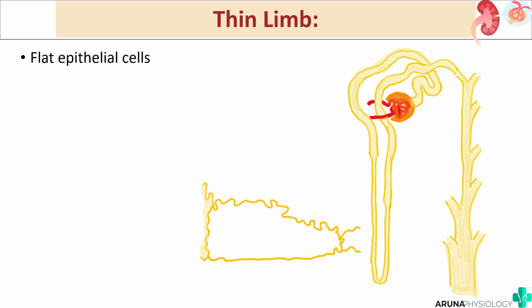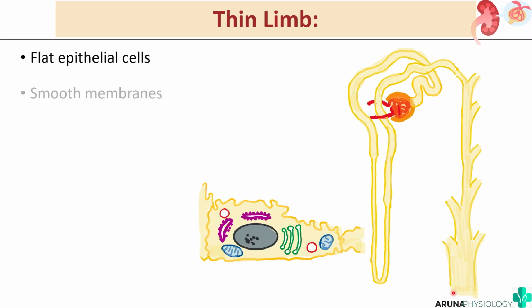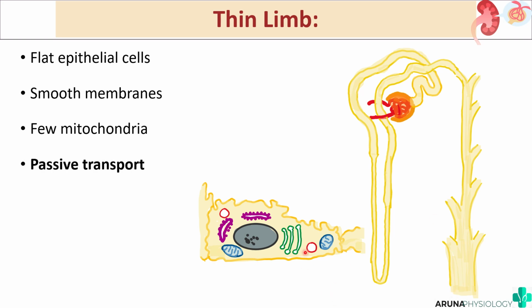In the thin limb, basically the cells are more flat. It is flat epithelial cells with smooth membranes. It's got lesser mitochondria as you can see, and is mostly involved in passive transport. That is why you can see that there are not much basal infoldings. Mitochondria is very less. The cell is very flat.